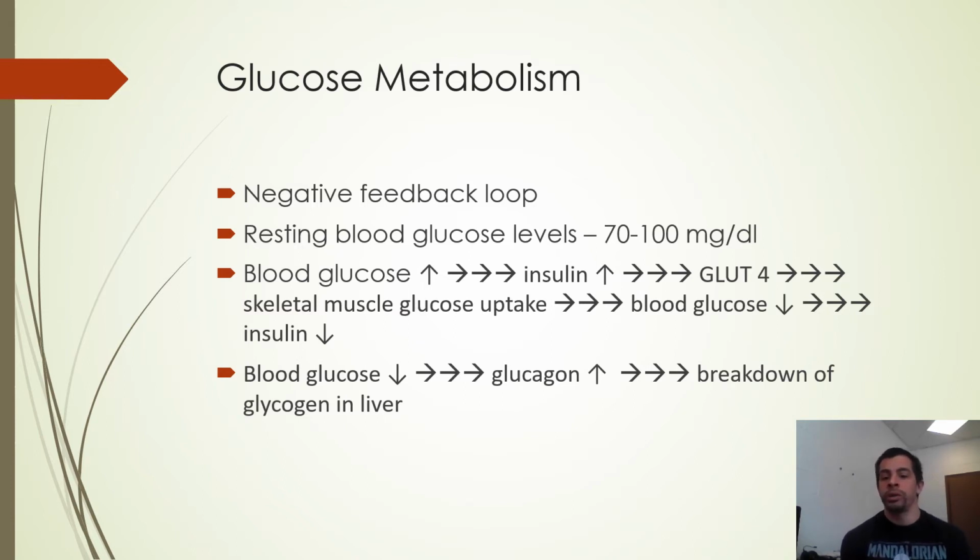Conversely, if our blood glucose levels drop below that 70 milligram mark, glucagon actually is increased. And as glucagon is increased, that stimulates the liver to break down glycogen, because glycogen is stored in both the muscle and the liver. As glycogen is broken down to glucose, it is sent out to help raise your blood glucose levels. Hopefully you are following me so far.